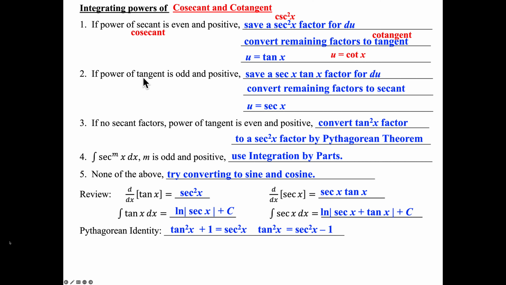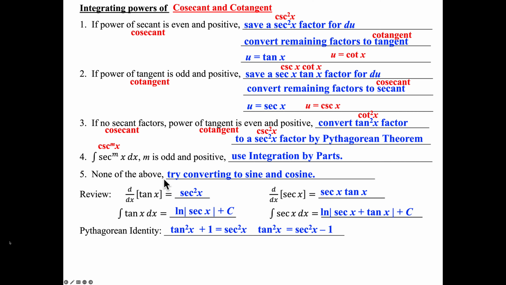Number 2, tangent of x to cotangent of x. All right, secant goes to cosecant, tangent goes to cotangent. Secant to cosecant, secant to cosecant. Number 3, if there are no cosecant factors, and your cotangent is to an even and positive power, then tangent squared x will be cotangent squared x. Secant squared x is changed to cosecant squared x, and you'll factor by your Pythagorean theorem identities. All right, and secant raised to the m power, where m is odd, change that to cosecant to the m power. You'll use integration by parts.